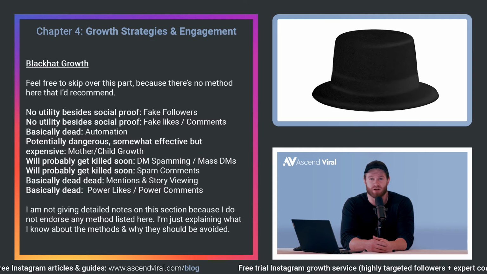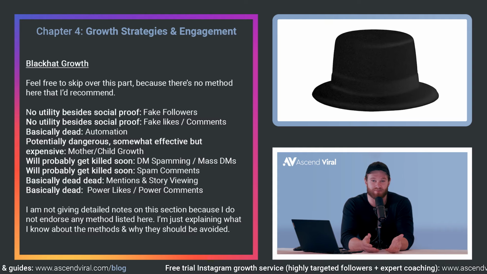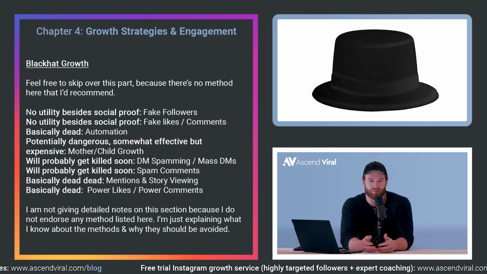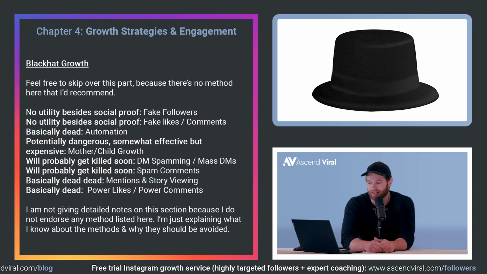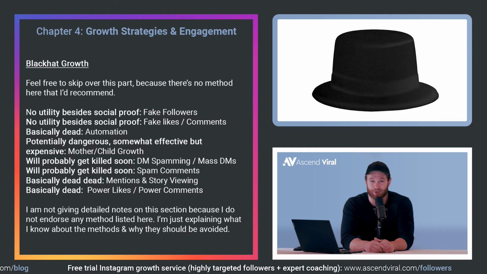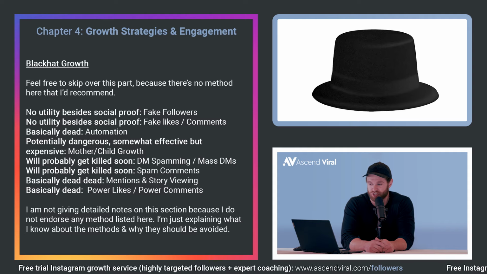Mentions and story viewing. Mentions is when you have thousands of accounts comment on a post you've made, and each of those accounts would tag like 3 to 5 people. So on one post, you'd have 3,000 to 5,000 people getting notifications that you just posted. Low key though, this method went crazy back in the day when it worked. Simply because it was just a stupid, cheap way to get a ton of traffic.